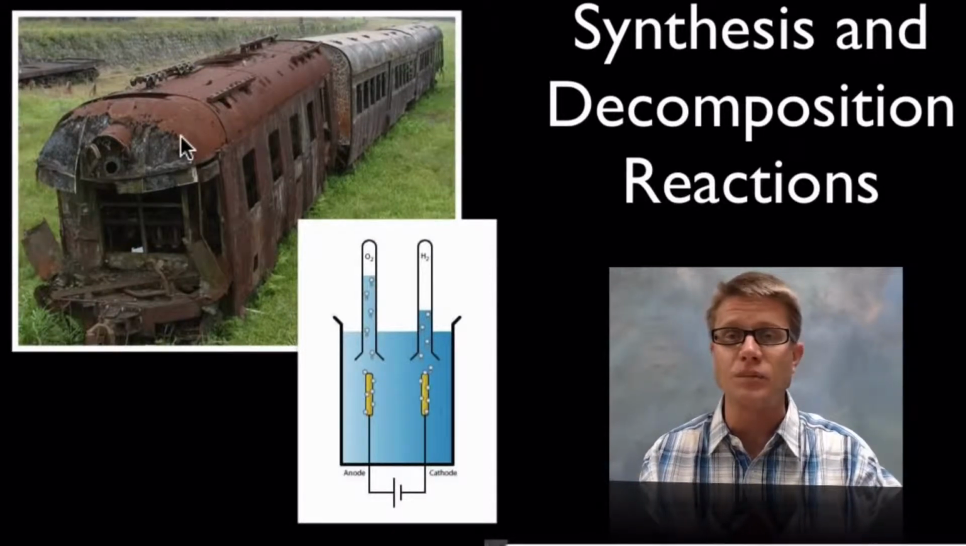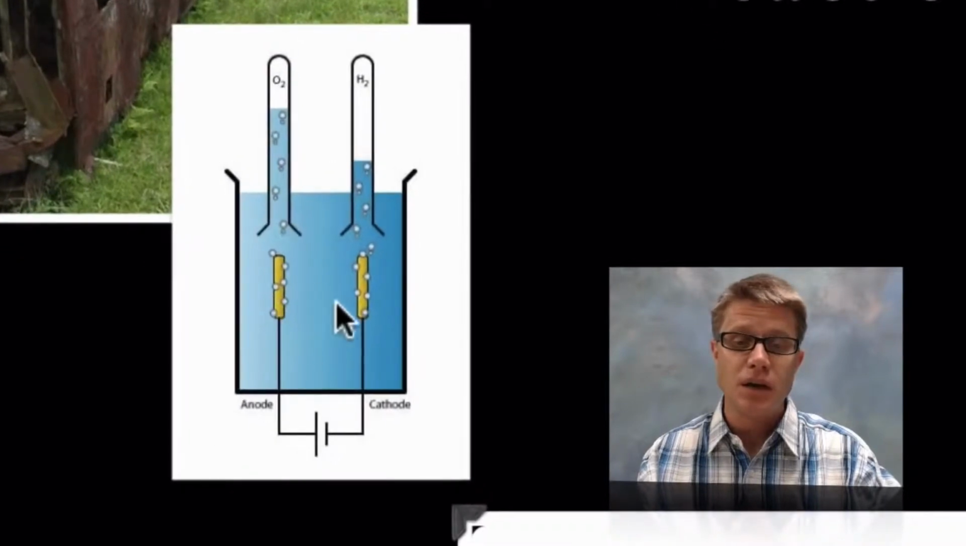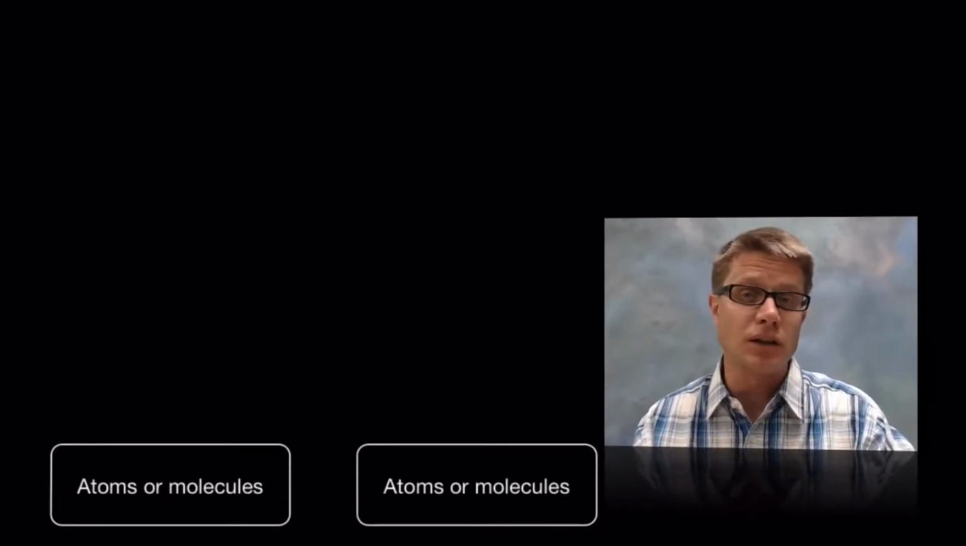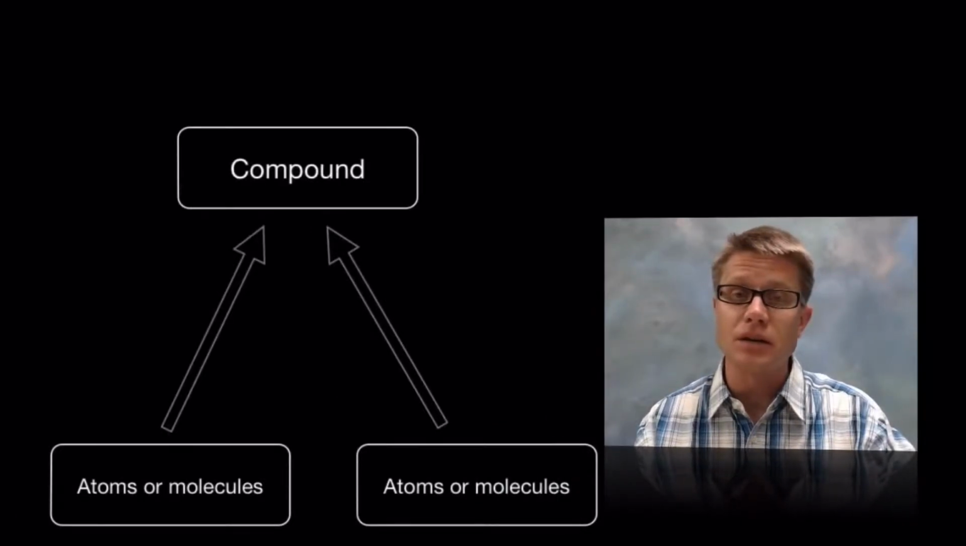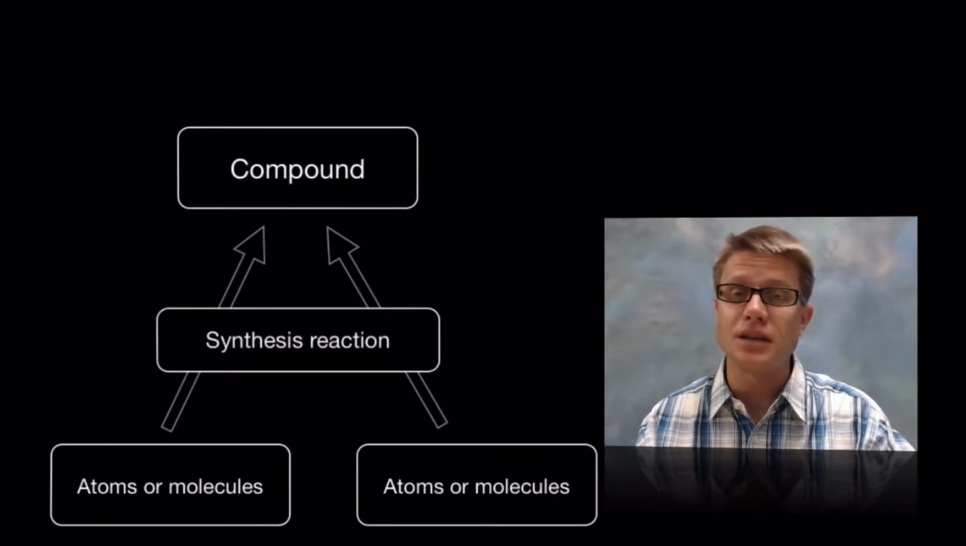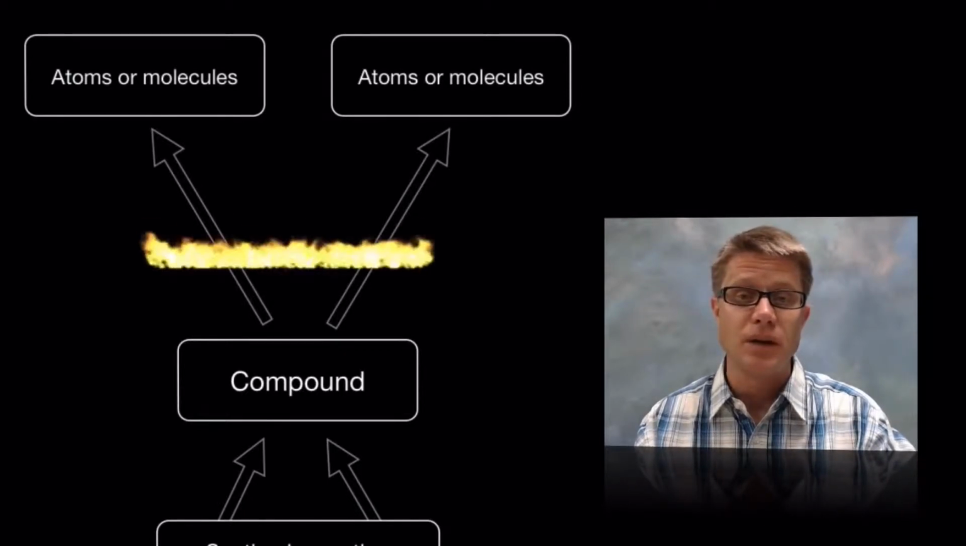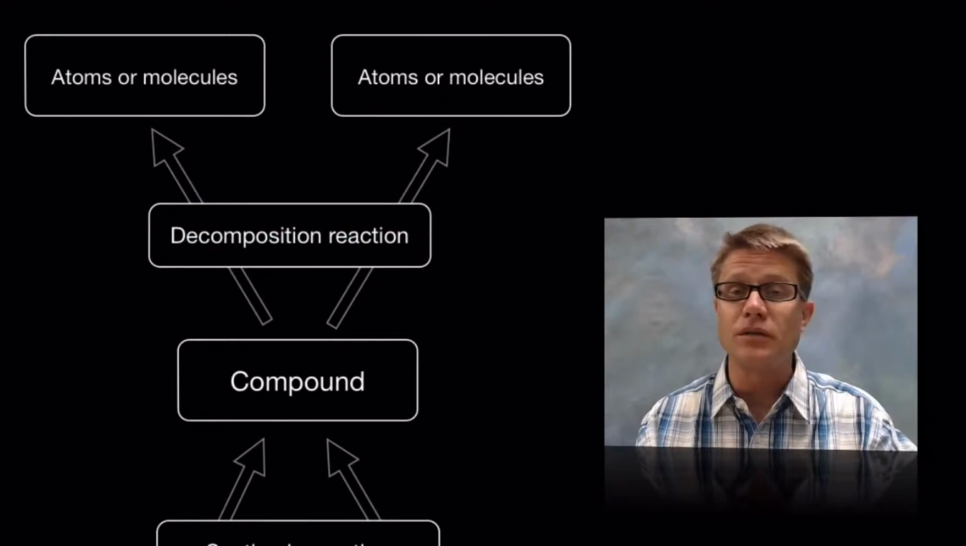And so if we ever take atoms and molecules and combine them together to make a new compound, then we've got a synthesis reaction. So what's an example of a decomposition? The breakdown of water into oxygen and hydrogen gas is going to be an example of that. If we take a compound and break it down into atoms or molecules, we call that a decomposition reaction. Lots of times that'll generate a little bit of heat.